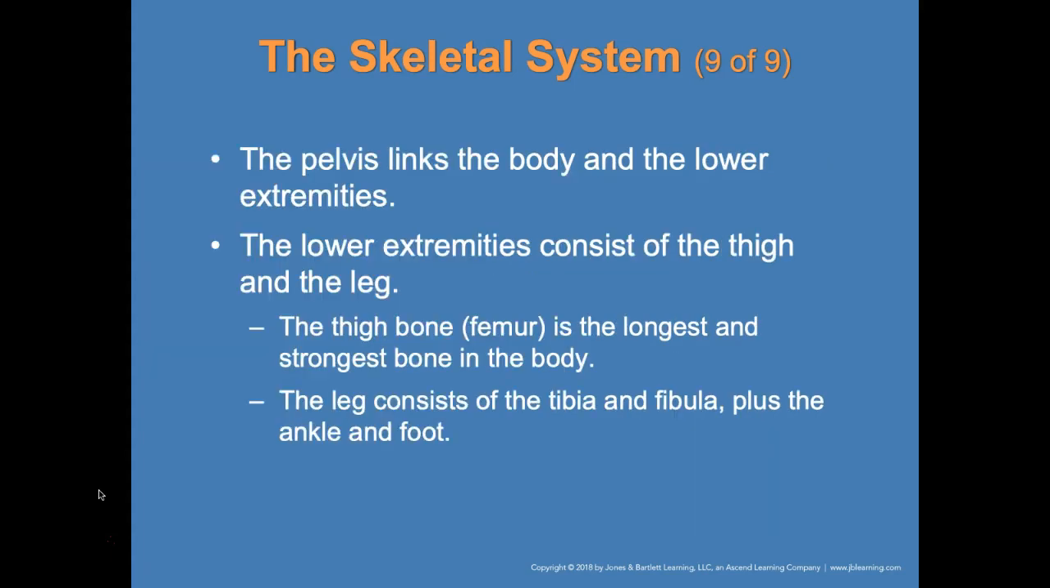All right, our sixth area of the skeletal system is the pelvis, which links the body and the lower extremities. Our lower extremities consist of the thigh and the leg. So our thigh bone, the femur, is going to be the longest and strongest bone in our body. And then our leg will consist of the tibia and fibula, plus the bones of the ankle and foot.